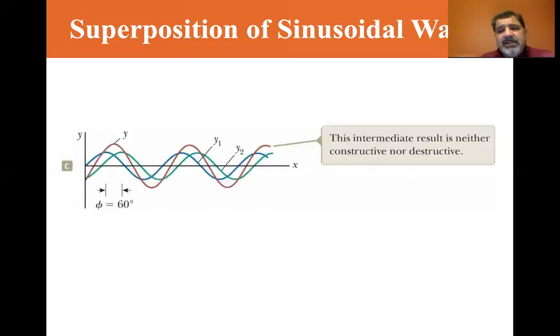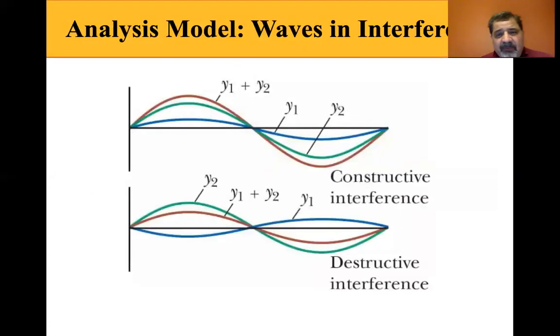Okay, so when it's intermediate values where the phase angle varies, then you get a superposition, and the Y is shown. The intermediate result is neither constructive nor destructive. You just get this pattern that's just the algebraic sum. So now we get to the end of this section. We have the analysis model, waves and interference. You have constructive interference. You have destructive interference.